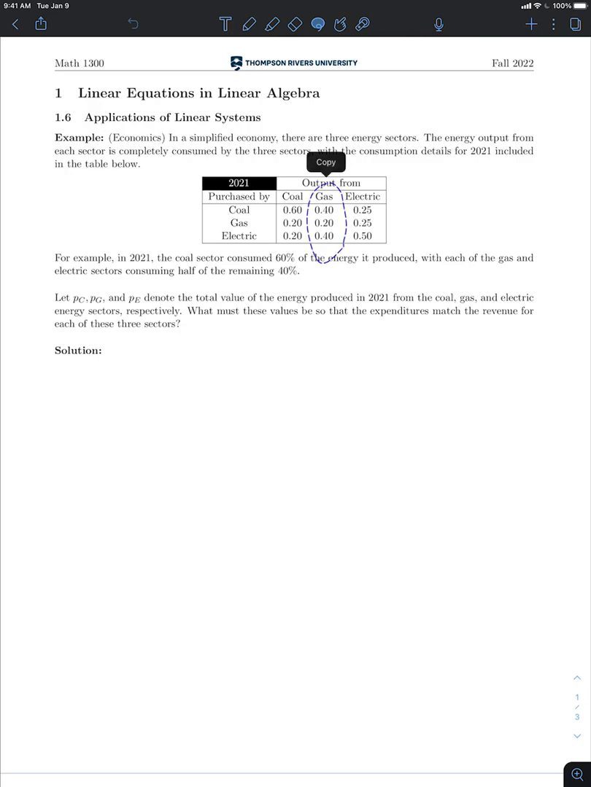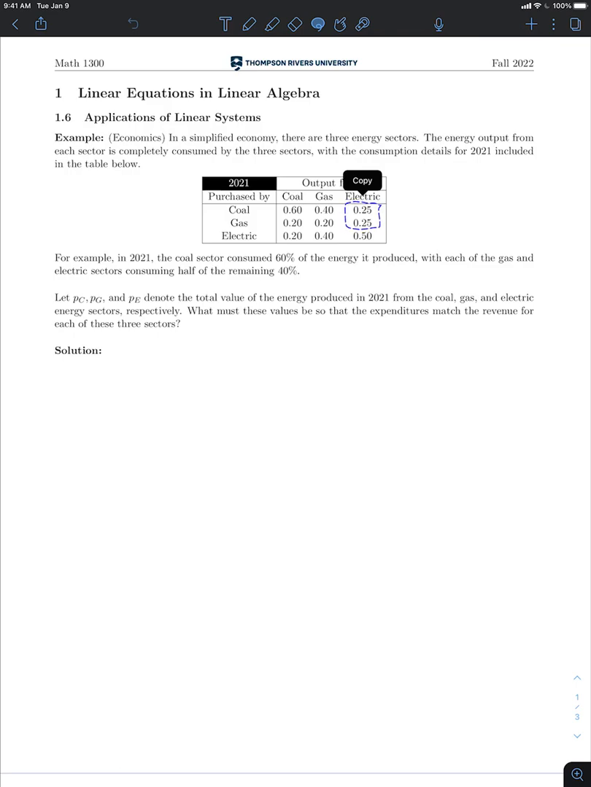If you look at the gas sector, well, the coal sector consumed 40% of its energy. The electric sector also consumed 40% of its energy, but then the remaining 20% of the energy was consumed internally by the gas sector itself. And then for the electric sector, you can see that half of the energy that the electric sector produced was consumed internally. And then the other 50% was divided evenly amongst the coal and gas sectors. Okay, so that just gives you an idea how to interpret this table.